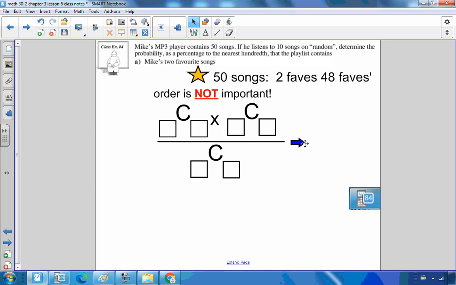Again, order is not important because it's just a playlist. It doesn't specify where in the playlist his favorite song has to be. So I want 2 of his favorite songs. I have 2 favorite songs and I want 2 of them. Okay, I have 48 songs left, and to make up my 10 song playlist, I'm going to need 8 more. So 2 plus 8 adds up to my 10. Out of 50 songs in total, and I am selecting 10.